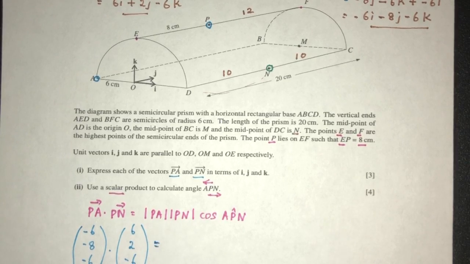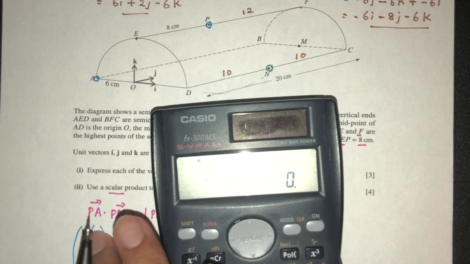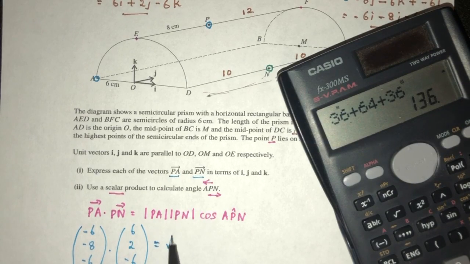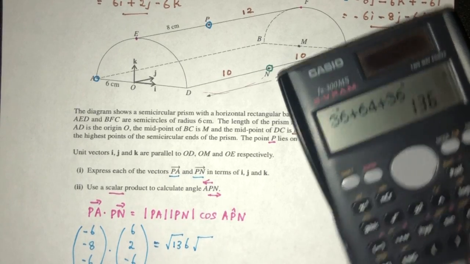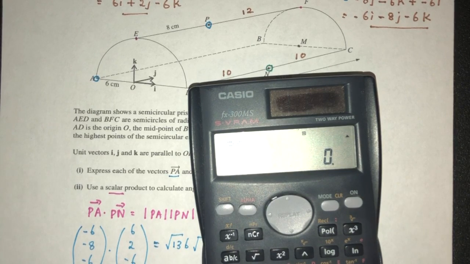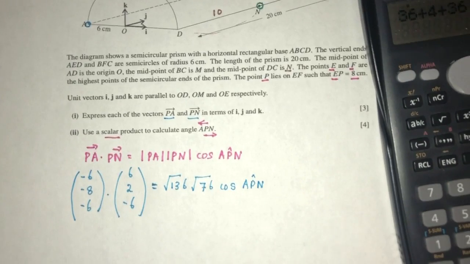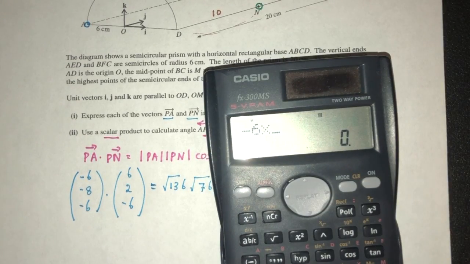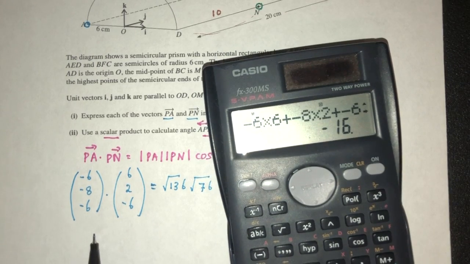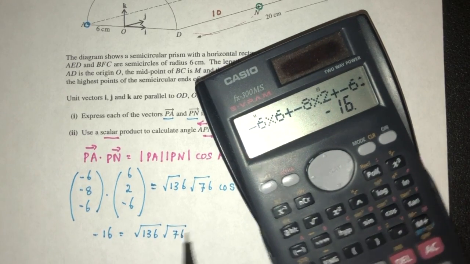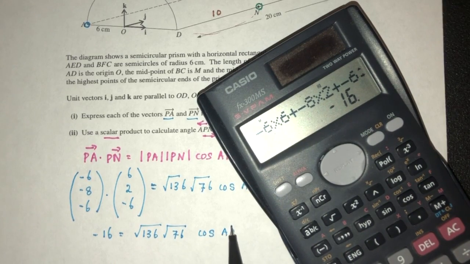To find the magnitude is pretty easy. We just have to square the values. So -6 squared is 36, plus 64 plus 36. That will be root of 136. For this one, same thing. The square of 6 is 36, plus 4 plus 36. That will be 76. Cos of the angle APN. Now let's simplify this. -6 times 6 plus -8 times 2 plus -6 times -6. That will be -16. That equals root 136 times root 76 times cos of APN.